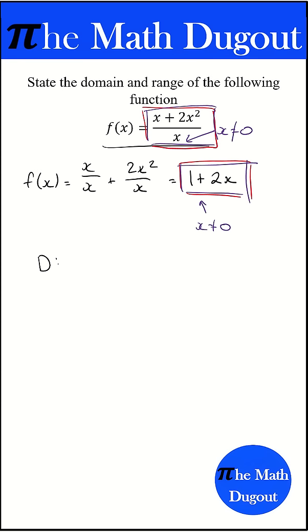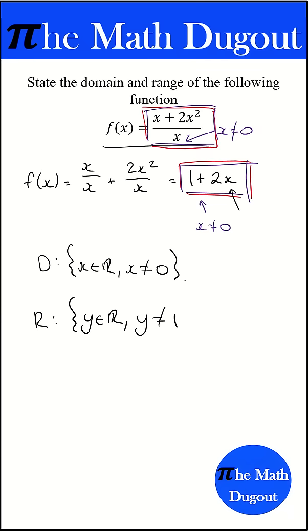Well, that means for my domain, x can be anything except for the fact that x cannot be equal to 0. And the impact that that has on my range, I see that y can be equal to any real number. However, if I was to put a 0 in here for x, which I can't do, I would get 1 plus 0, which is 1. So I cannot ever get to 1 for y, so y can never be equal to 1. And that would be the domain and the range of that function f of x.